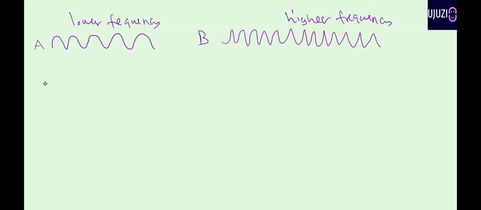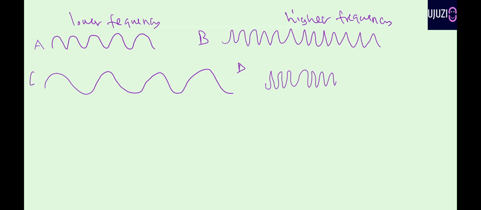So if I repeat, let's say the second one, something like this. So C, and let's talk about D here. I think now you see it better. Yes. So C is lower frequency, D is higher frequency again. Now, what about wavelength? C has longer wavelength while D has shorter wavelength.